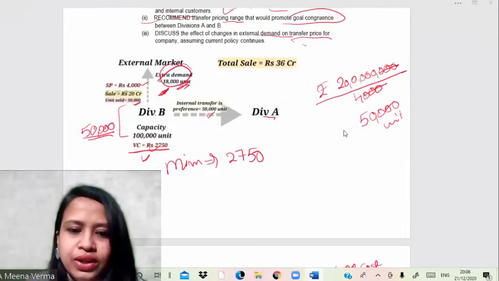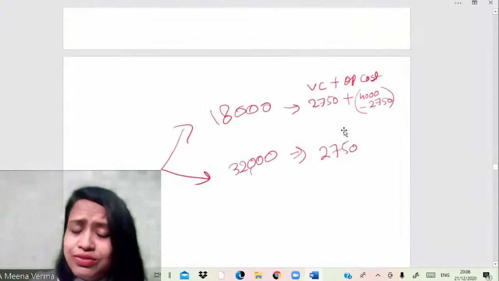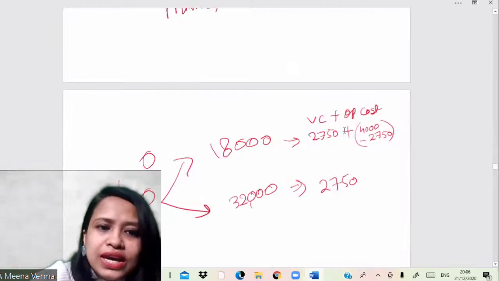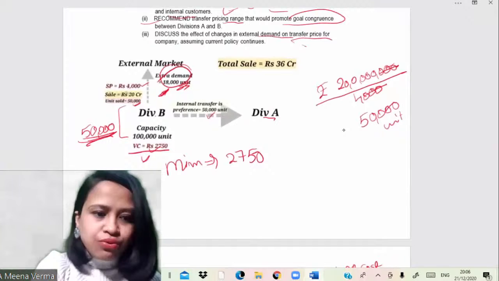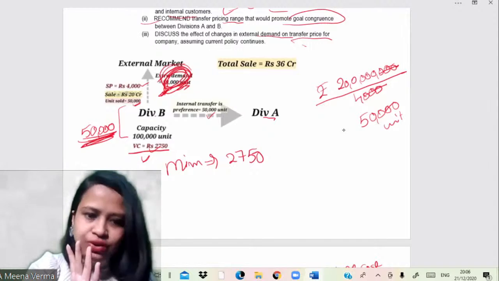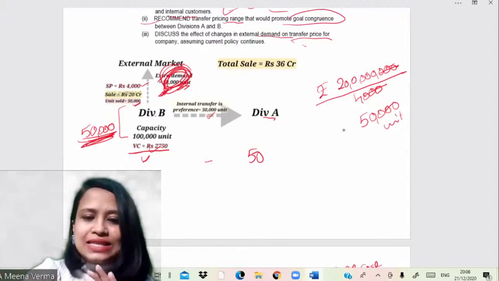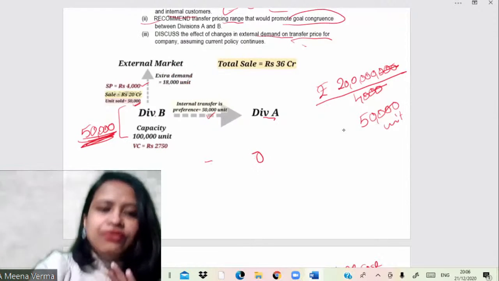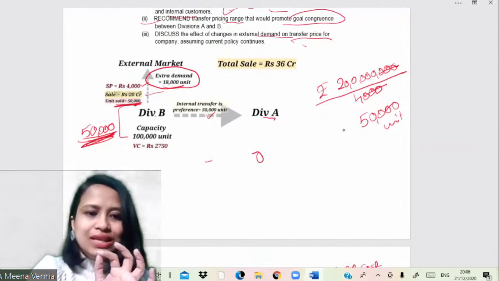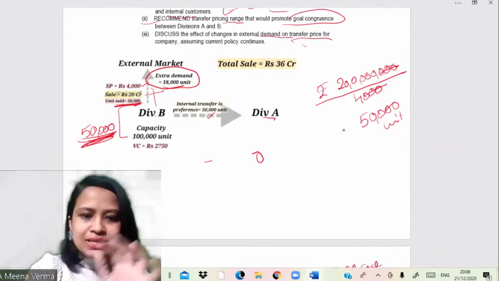Screen is visible now. So you can see here what we will do. For 50,000, we will consider two cases. In case there is spare capacity of 50,000 and no external demand, for that we will keep the minimum price as 2750. And in case we have 18,000 extra demand apart from this 50,000, in that case we will consider the transfer price in two ways.